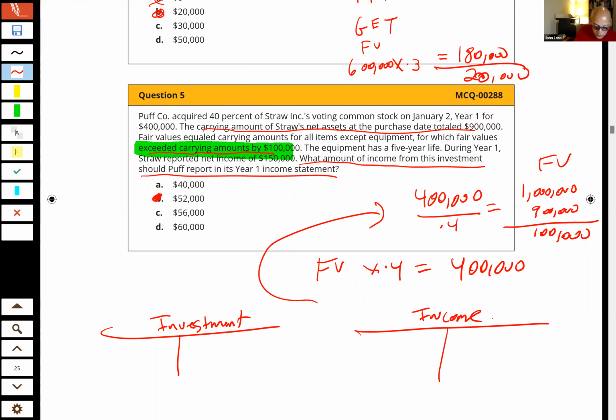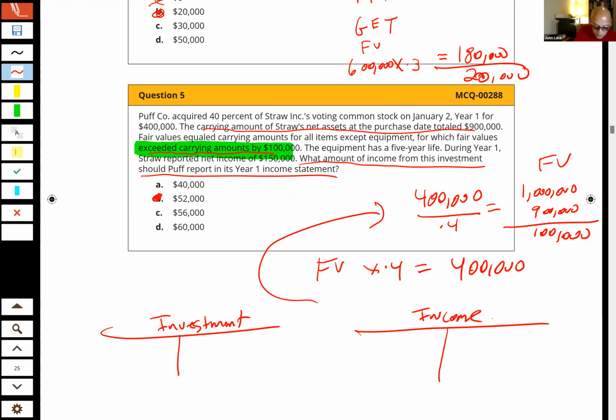When I say mine, I'm talking from the standpoint of the investor. That's going to be 60,000. I'll credit the income, which is what I need to do to answer this question, but I'm just going to debit the investment too at the same time. Then they tell me that there was no dividend, so I don't have to worry about dividend here.